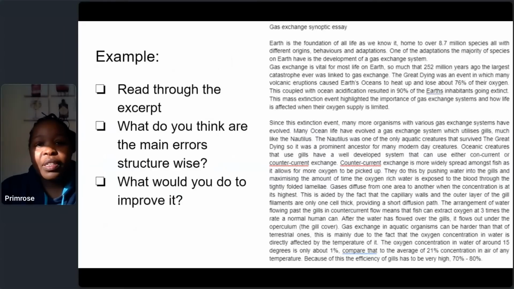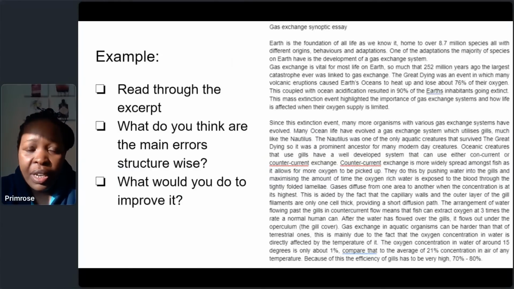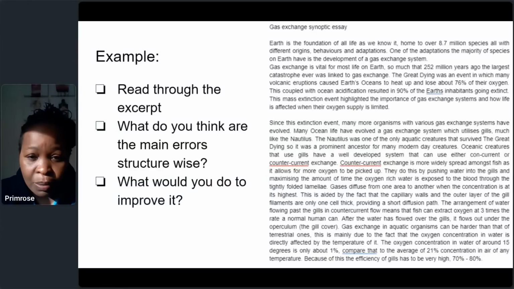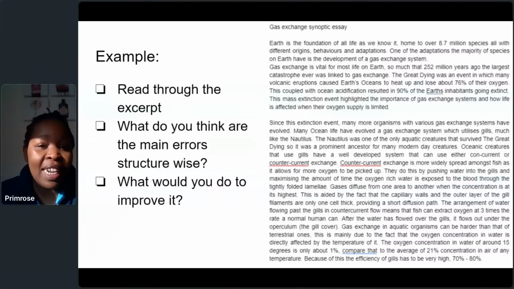Now, on the screen at the moment, it will come up an essay, and this is an example where the question is the importance of gas exchange. And I will pause for a couple of minutes, just scan through the essay. Can you identify what the main errors are, just in terms of structure? How would you improve it? Is it clear enough? Is it linked enough? What would you do if you were writing the importance of gas exchange in organisms as an essay?